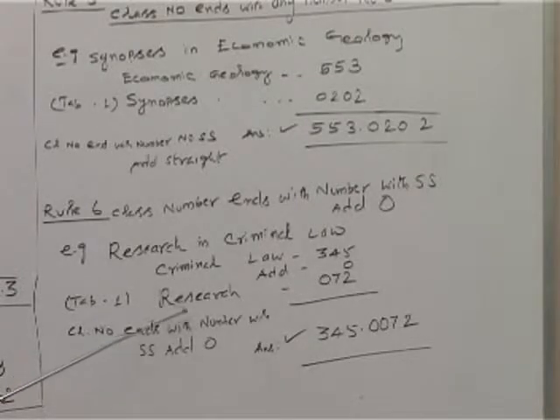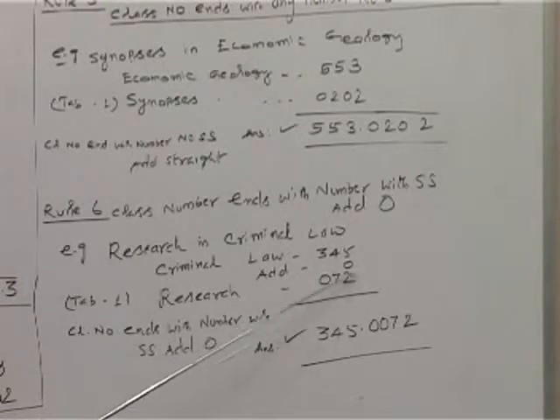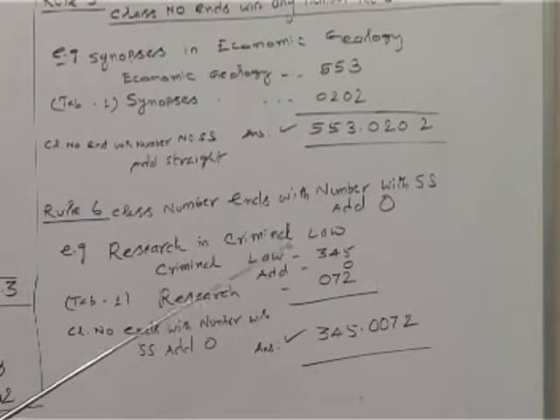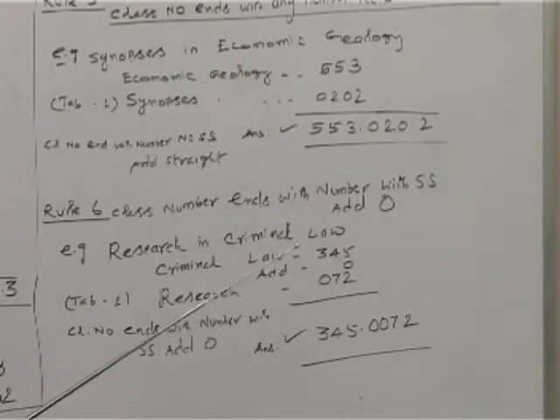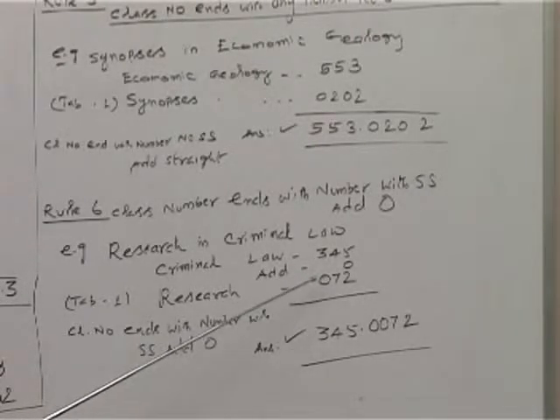That is why we have added 0 here, because the research number from the table is 072. To enter into table 1 we have to add a 0 here. So the final answer is 345, then this 0, then 072. So rule number 6 is: the class number ends with any number with the SS instruction, we have to add 0. That is why the answer is 345, then add 0, then 072 research. This is the final answer.